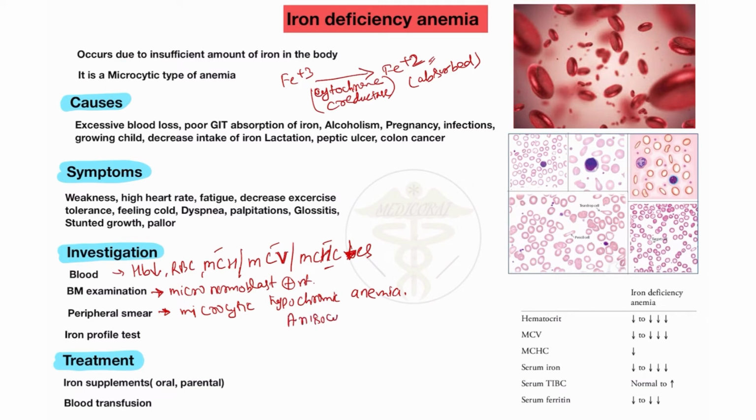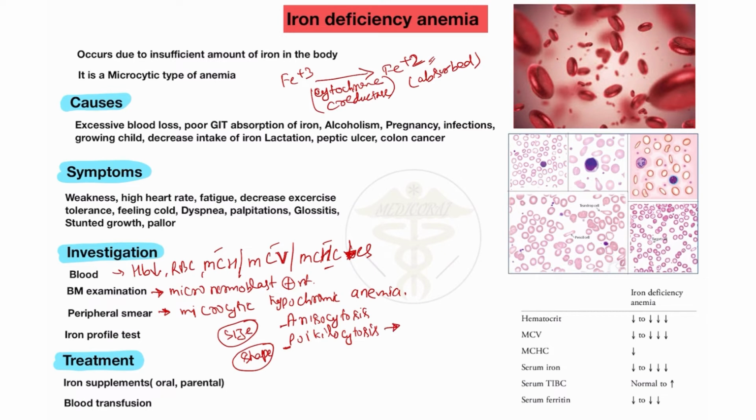And also you will see anisocytosis and poikilocytosis occur in the patient in the peripheral smear. What is anisocytosis? What is poikilocytosis? Anisocytosis means unequal size. Poikilocytosis is a change in the shape of RBC. So the size of RBC changes and also the shape of the RBC changes.